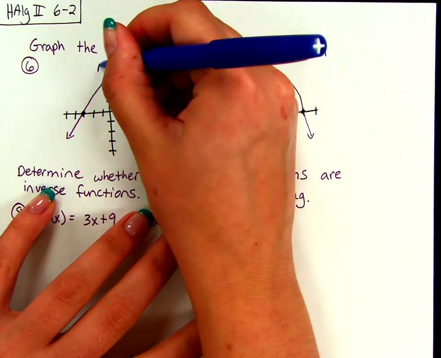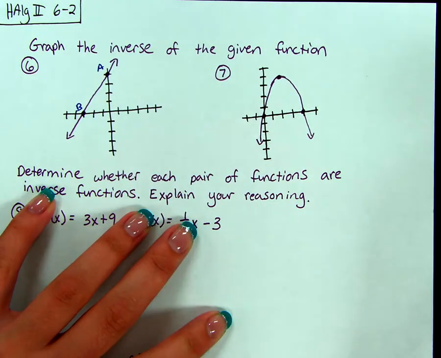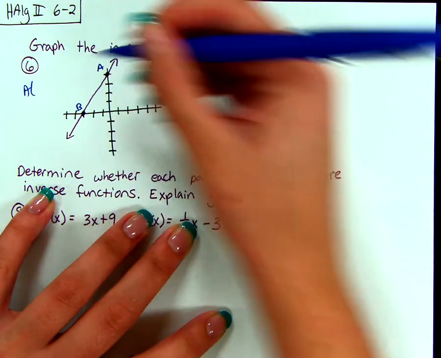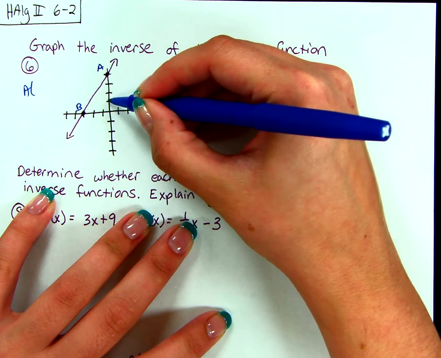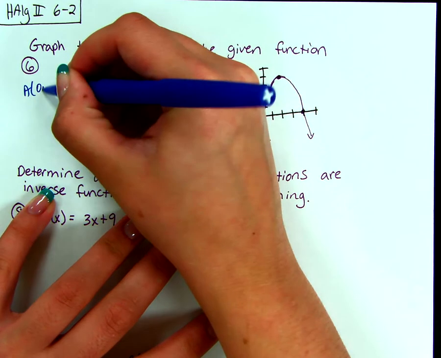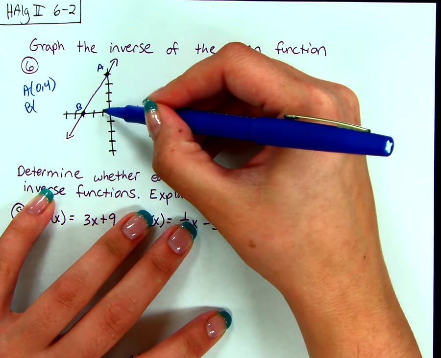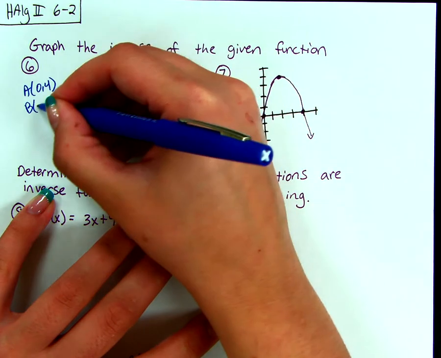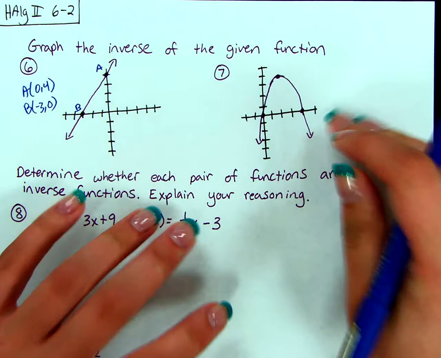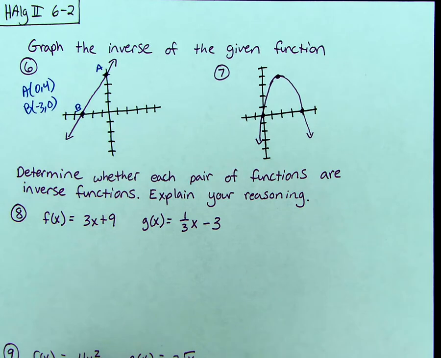I'm just going to call this point A and point B. So A is at 0, 1, 2, 3, 4. And then point B is at negative 1, 2, 3, and then 0. So the inverse, again, we would just flip it around.